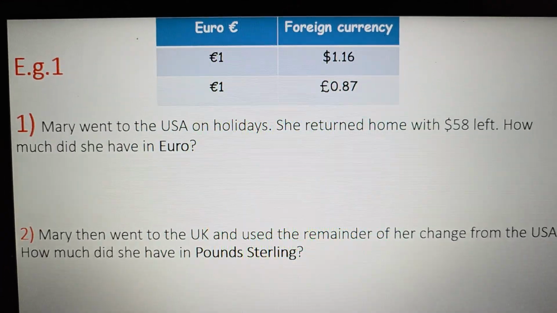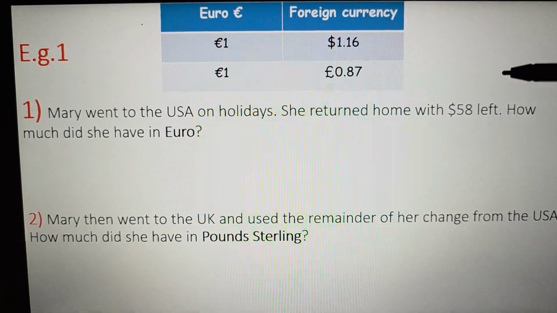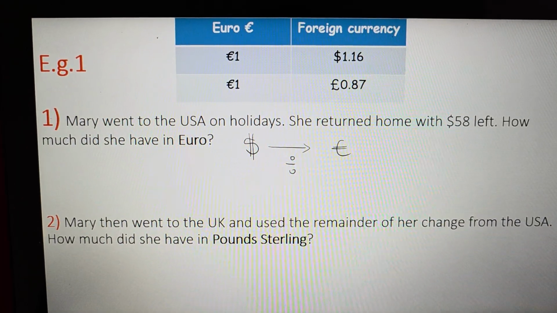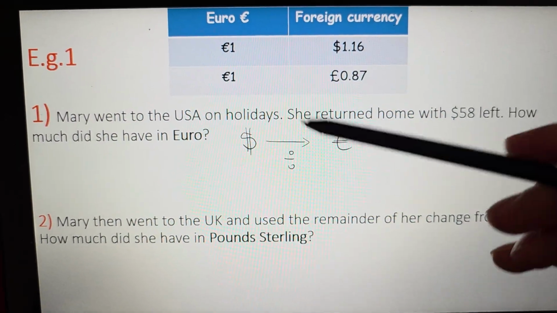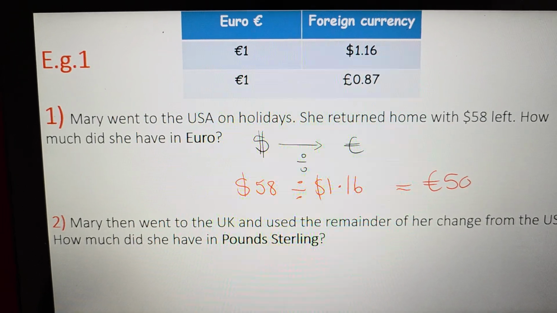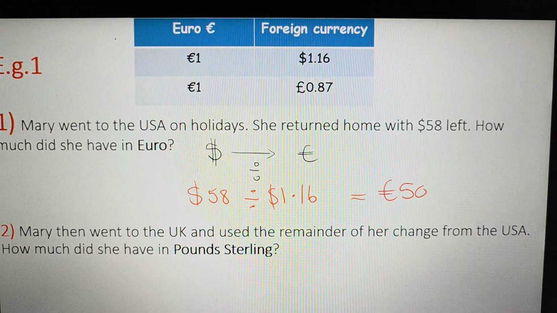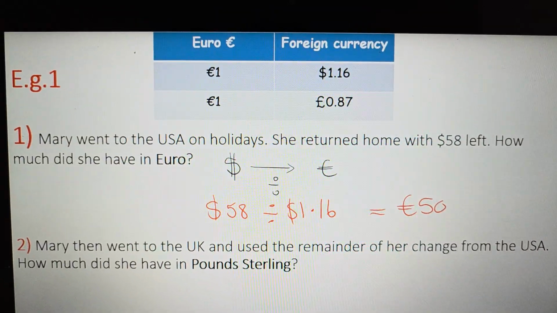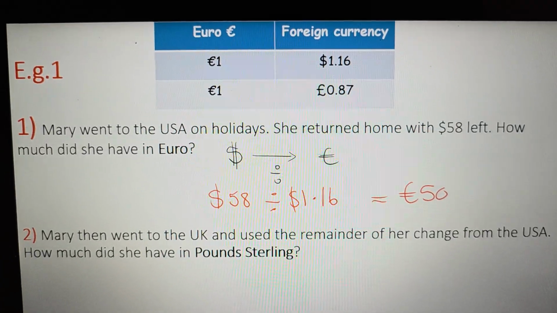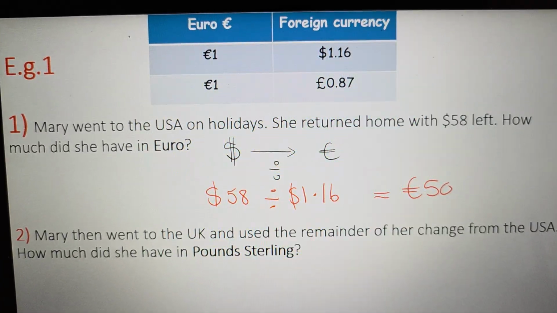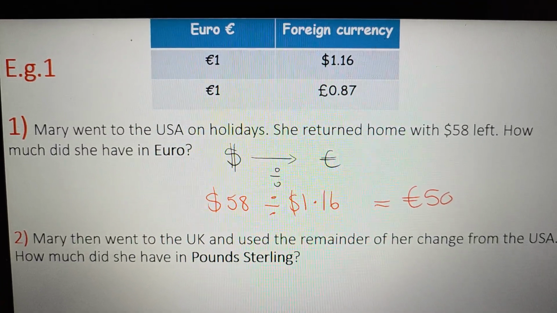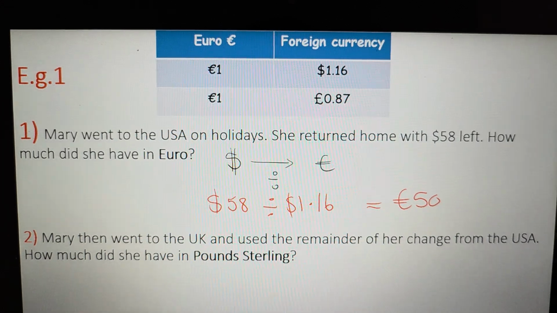So we need to convert foreign currency into euro, so dollars into euro. The rule is you will divide by the exchange rate. Okay, so dollars into euro, we're dividing. So you find the euro to dollar exchange rate, which was $1.16. So it's going to be $58 divided by 1.16 and you'll get back 50 euro. So $58 is equivalent to 50 euro based on that exchange rate. And remember, exchange rates change on any given day. So you could easily look up what the current exchange rate is for euros to dollars today, and you'll get a different figure than what's in the table.